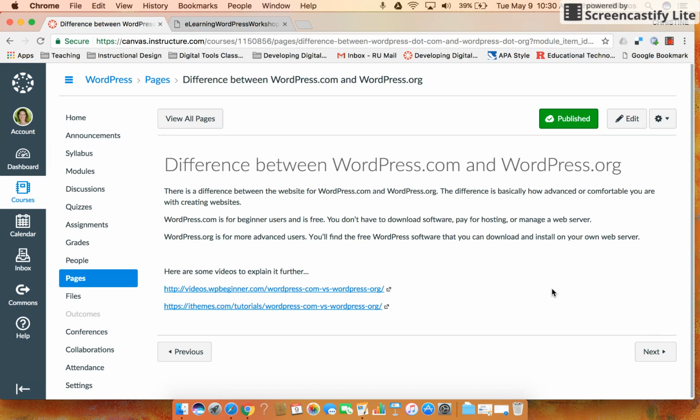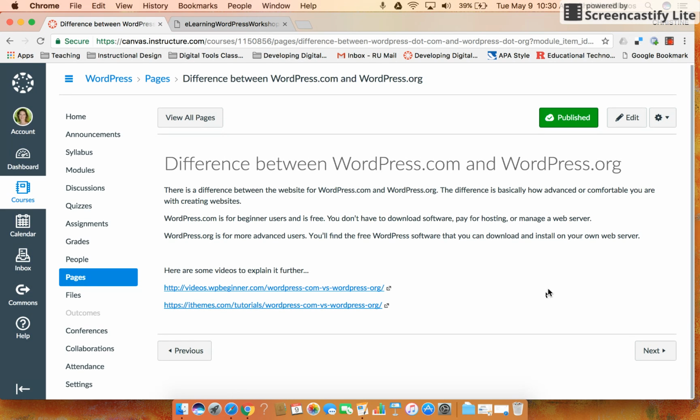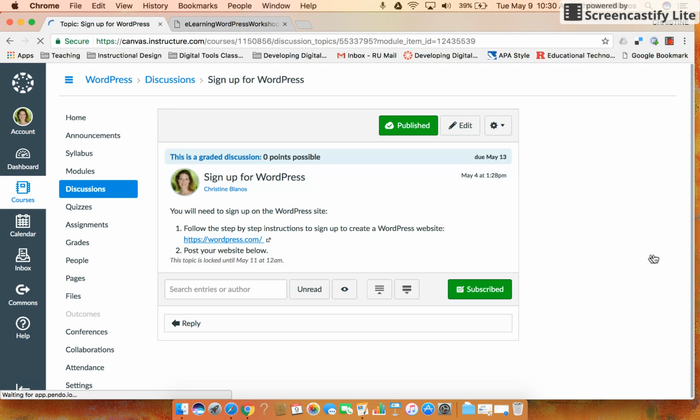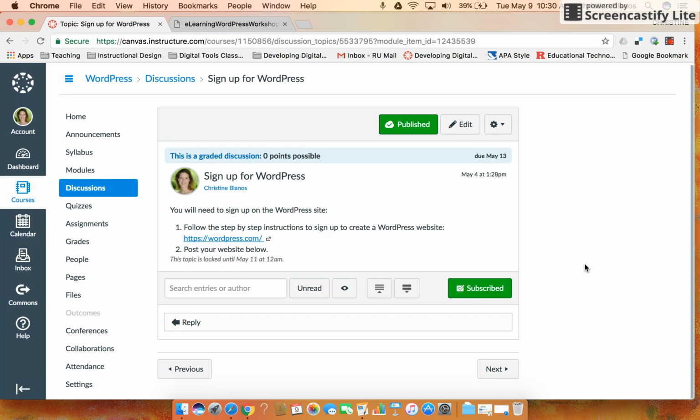They range from 2 to 10 minutes, so they can decide whether they want to follow the WordPress for Beginners or the iThemes tutorials, or watch them both. So as they go through, they can learn about how to use WordPress that way. They need to sign up for WordPress and then put their web address in the discussion.